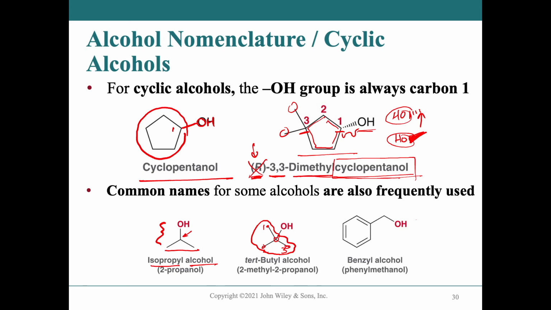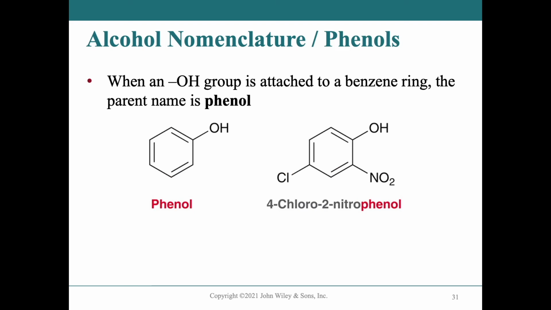And so this last one here is called benzyl alcohol because this part right here is called a benzene ring, right? But then if you add on this extra carbon right here, it's called a benzyl. And so now you have an alcohol attached to the benzyl. It's called a benzyl alcohol. Okay. So of course we also have phenols, which are basically just alcohols attached to a benzene ring directly. And when you have that, you call it a phenol.